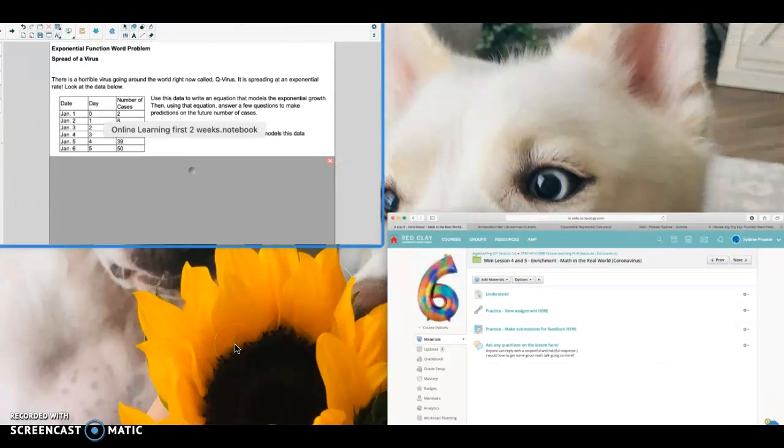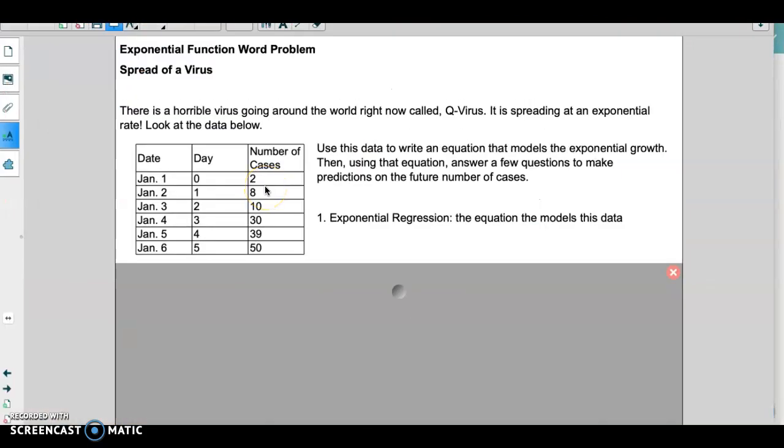Okay, so let's take a look at this word problem. It says that we are looking at a horrible virus going around the world right now called the Q virus. It is spreading at an exponential rate. Let's take a look at this data. So even if you look at January 1st, there were 2 cases. January 6th, 5 days went by, there are 50 cases already. That's exponential growth. It's happening so fast.